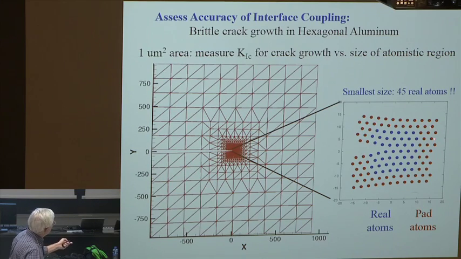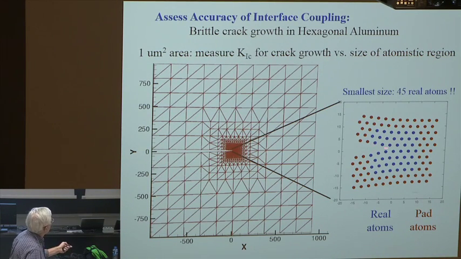And so here I have real atoms, and then I have these pads. So the red atom positions are controlled by the finite elements, and the blue atoms are the only ones that are really following this law here. The red atoms are following the elasticity of this law, but nothing else. So only this part is really atomistic.